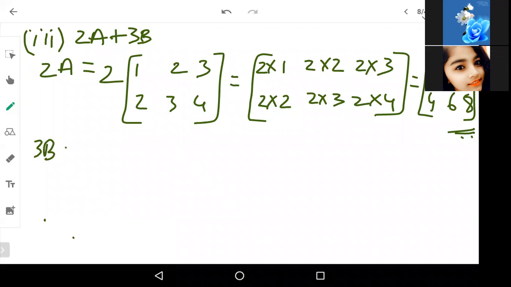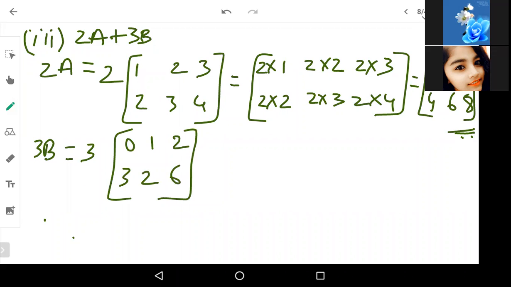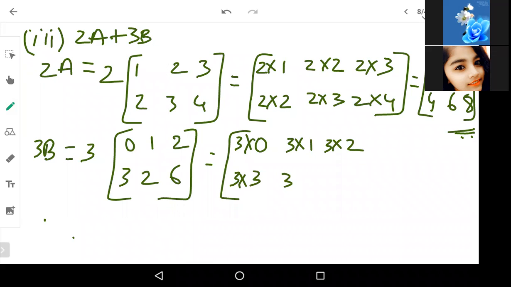3B is equal to 3 into the B matrix, which is 0, 1, 2, 3, 2, 6. Now, multiply. 3 into 0. Anything multiplied with 0 is 0. Then 3 into 1, 3 into 2, 3 into 3, 3 into 2, and 3 into 6.